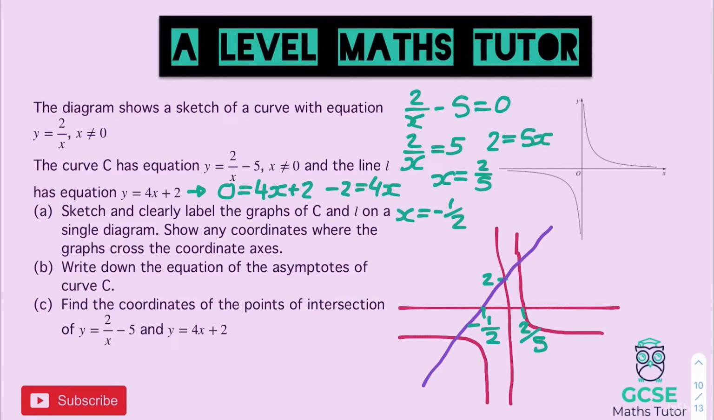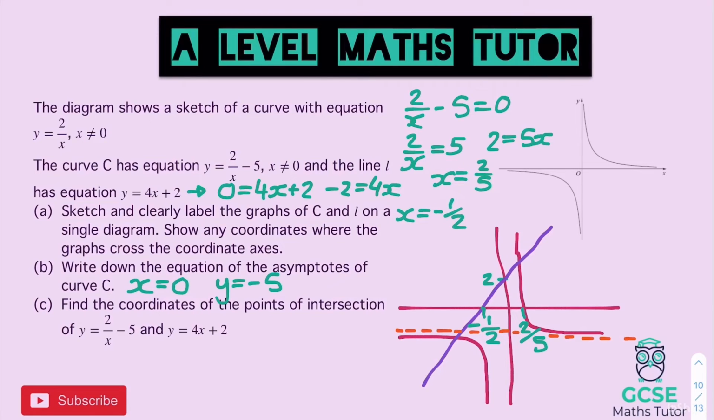Now the next part says write down the equation of the asymptotes of curve C. Now remember, the original asymptotes are x equals 0 and y equals 0, but it has moved down. It hasn't gone left and right, so we still have x equals 0 as one of our asymptotes. It will never cross through x equals 0, but our y equals 0 has moved down 5 places, so we're going to have y equals negative 5 as our second asymptote. We could even draw it in, it doesn't ask us to, but thinking about where that y equals minus 5 is, it goes right through my fractions there, so I'm going to try and avoid them.